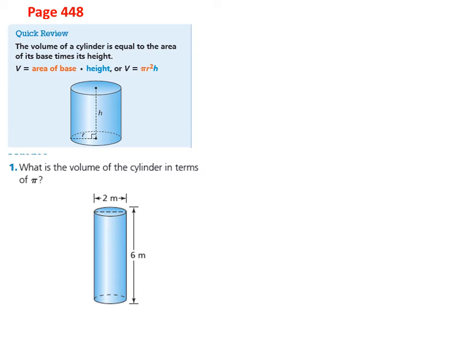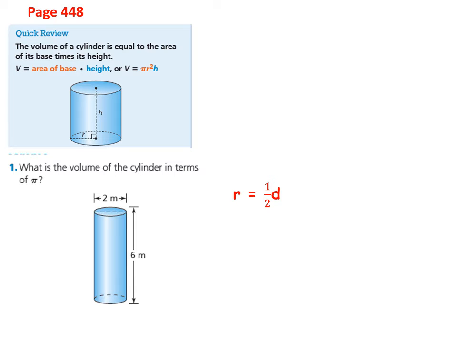Question 1. What is the volume of the cylinder in terms of pi? Look at this cylinder. What is the radius length and what is the height? Of course, the height is 6, but the diameter length is given. 2 meters is the diameter length, so we must find half the diameter, or divide the diameter by 2, to find the radius length. This is the first step.